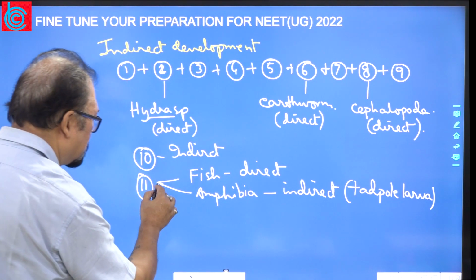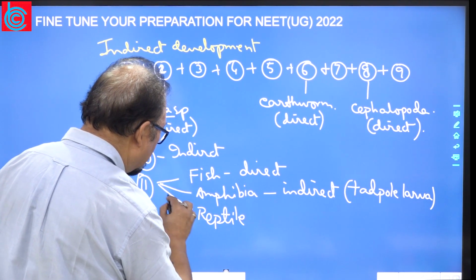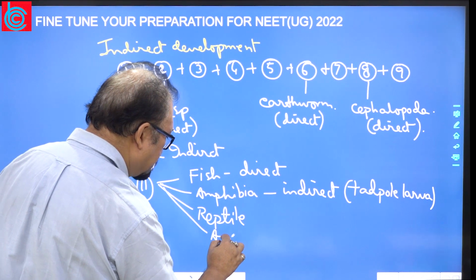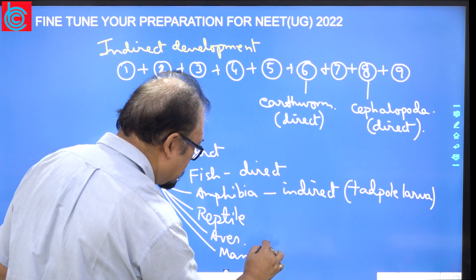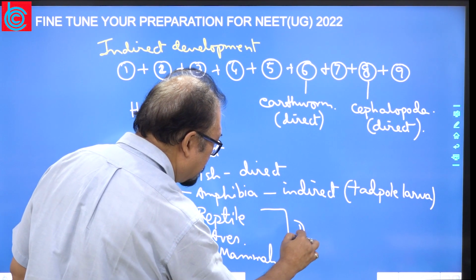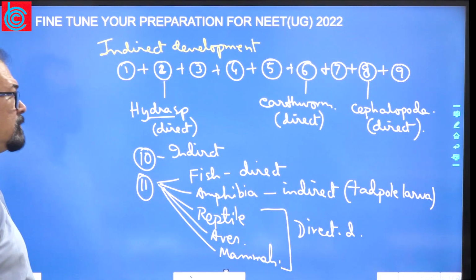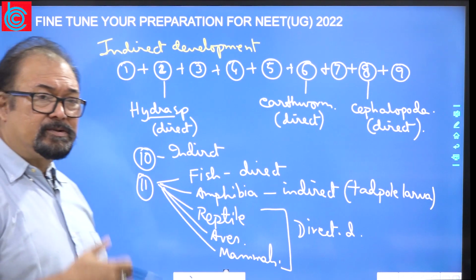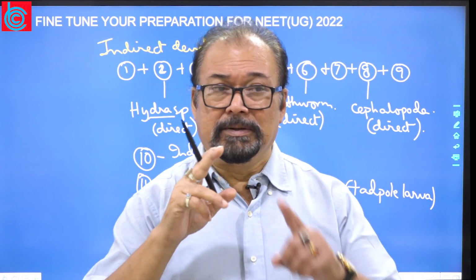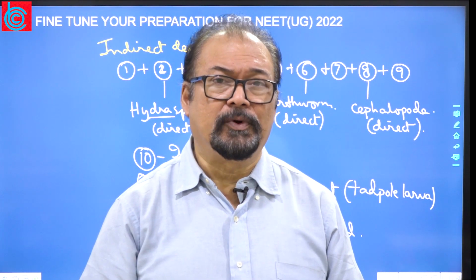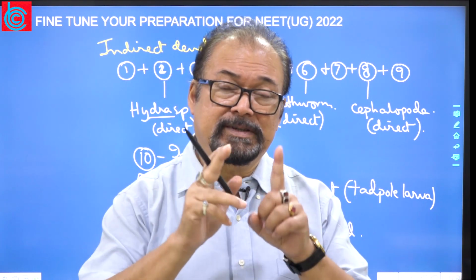And in reptile, aves, aves are the birds, and mammals, all have direct development. So just what are the main points? Earthworm, Annelida. In Nereis, larva is there, trochophore larva. But in earthworm, no larva. Hydra, no larva. So these are the exceptions.